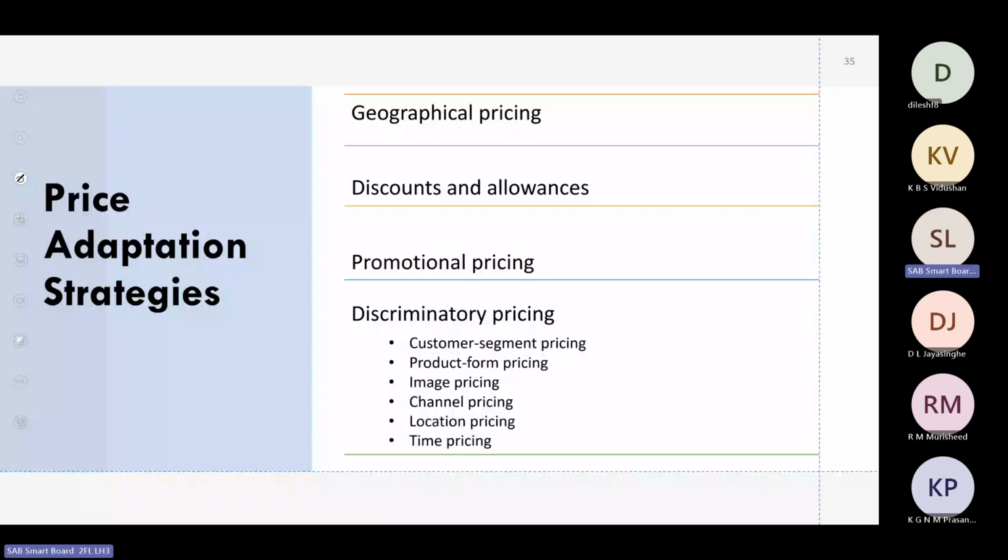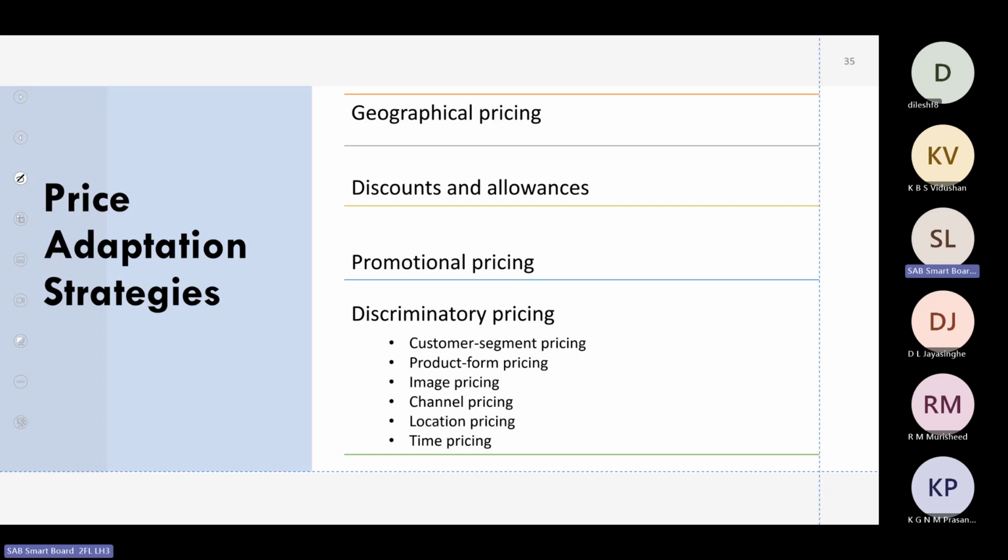Then product form pricing depends on how the product is coming to us. A product would be from different platforms, right? So we might be charged different prices. Then the image pricing, right? Based on the image that the particular place or the brand is giving to us, we might be charged different prices. I will give you a surface understanding only. You will find examples for this one.